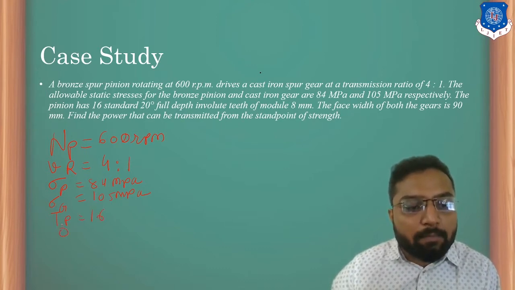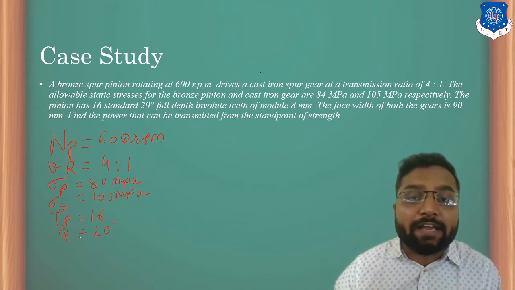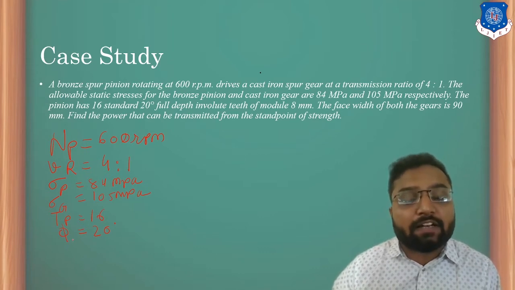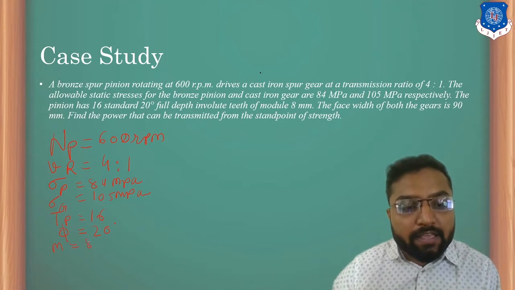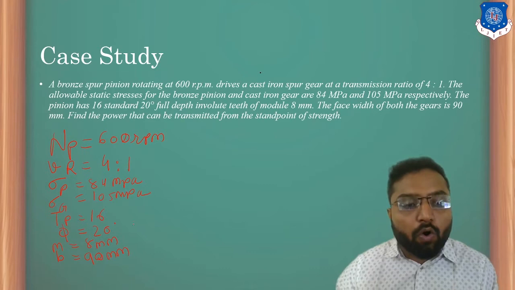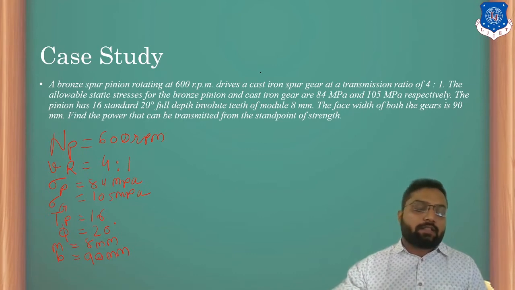We have a system of gear with a 20 degree angle, which will help us find out our tooth form factor Y. Clear? The module given here is 8 mm and the face width of both gears is 90 mm. So all we have to find out is the power that can be transmitted from the standpoint of strength.